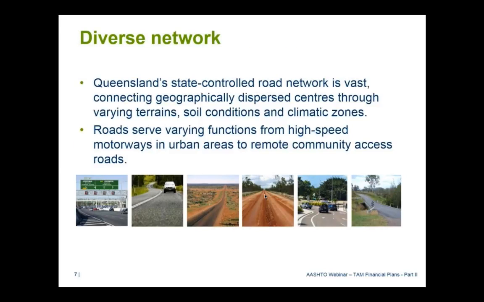Our state control network covers some 33,300 kilometres. We have around 3,000 bridges and 4,000 major culverts. So with a vast and diverse network and relatively small population, it creates an asset management challenge as we seek to provide appropriate and sustained level of service.